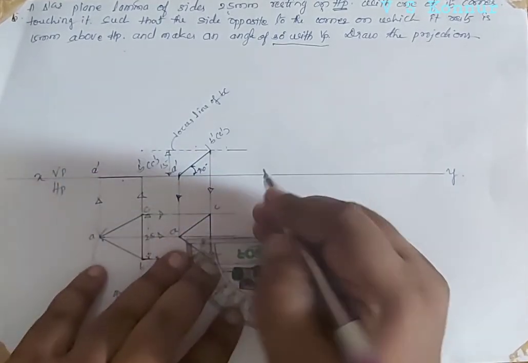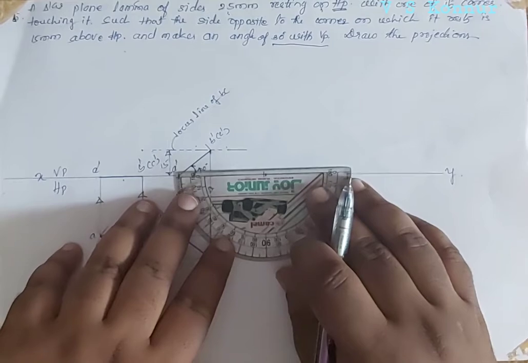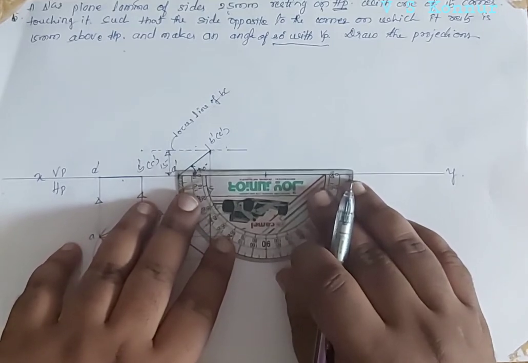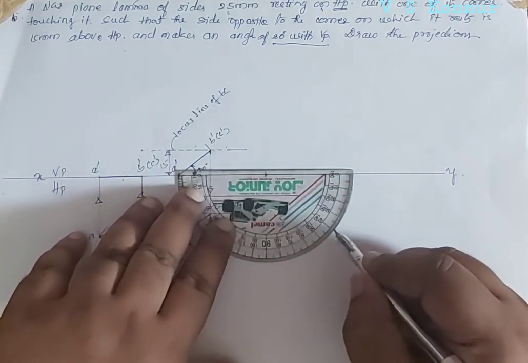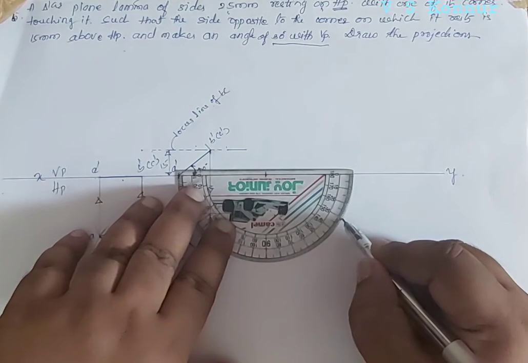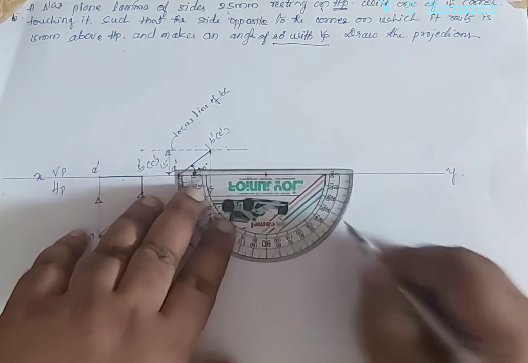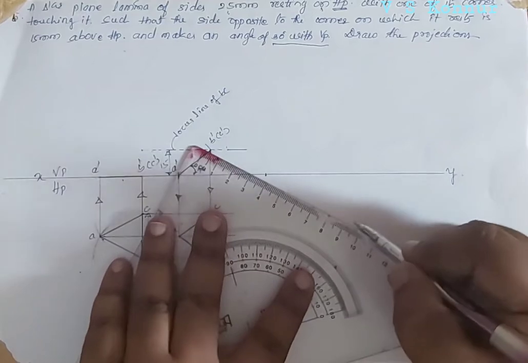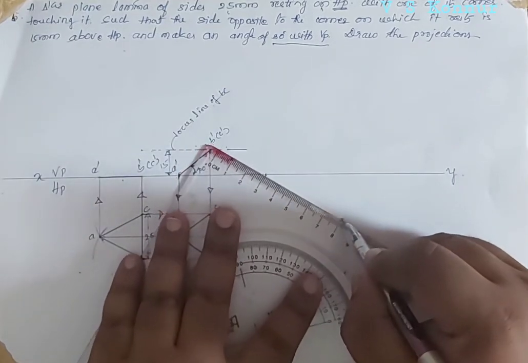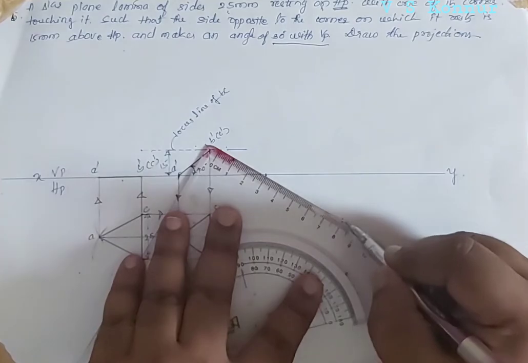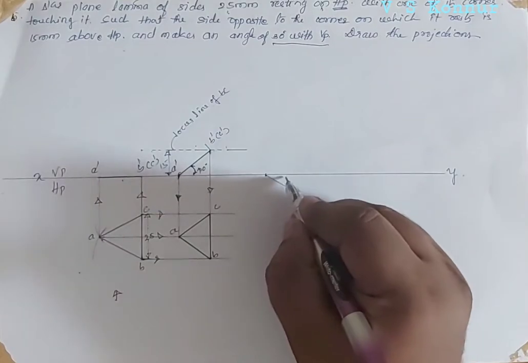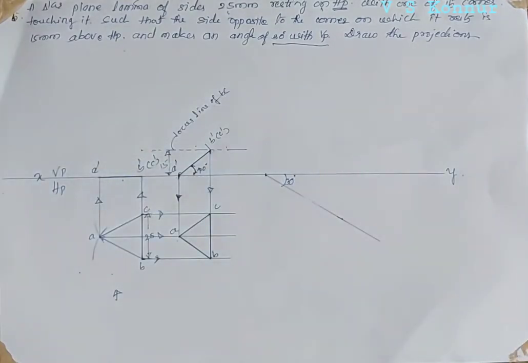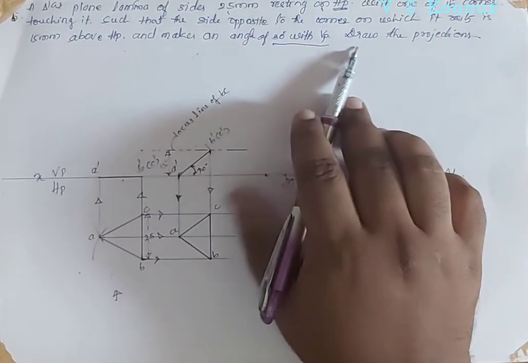So we'll draw 30 degree line, we'll mark a point here and we'll take 30 degree line from this point. So we'll take 30 degree this side. Then we'll join these 2 points with thin lines. So that is 30 degree line I have taken. Now read the question. Makes an angle of 30 degree with VP.